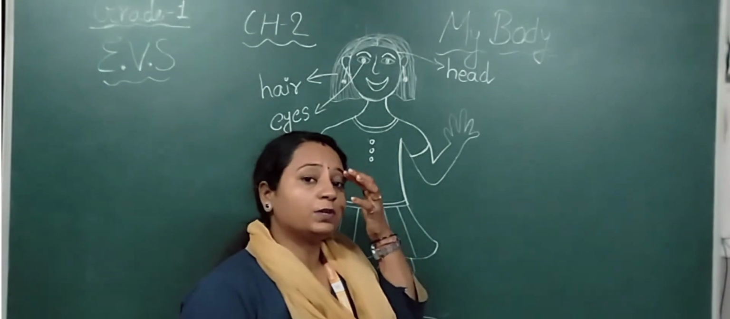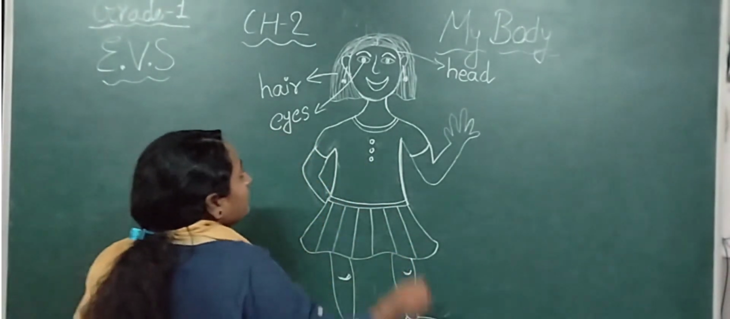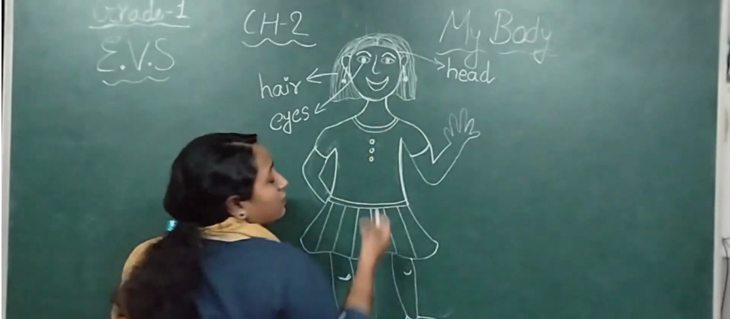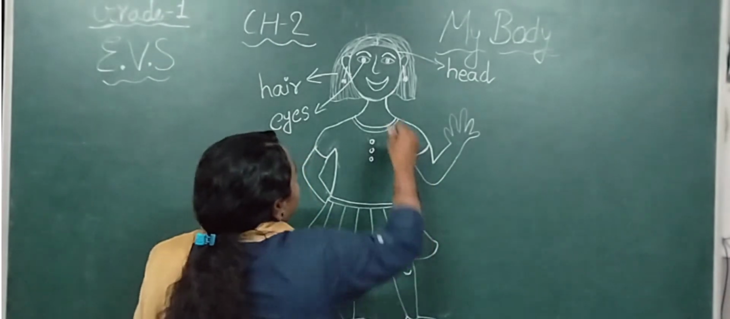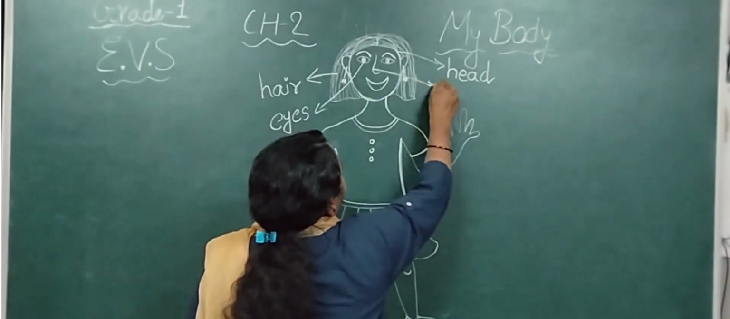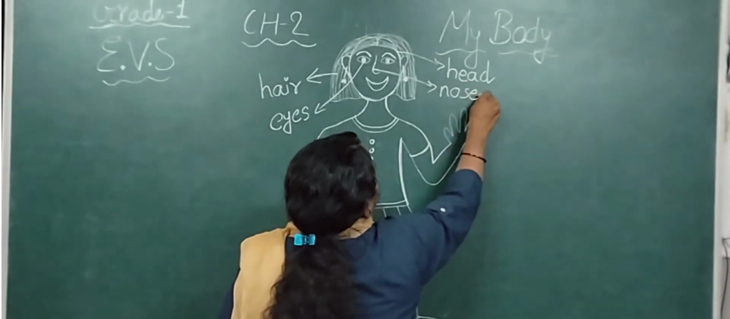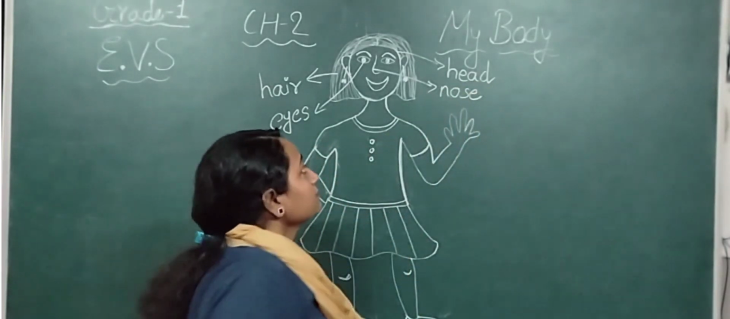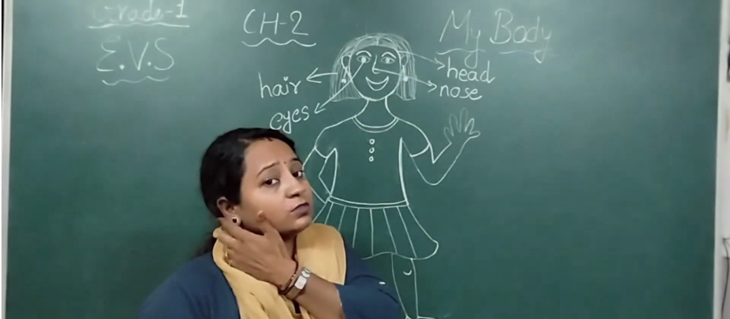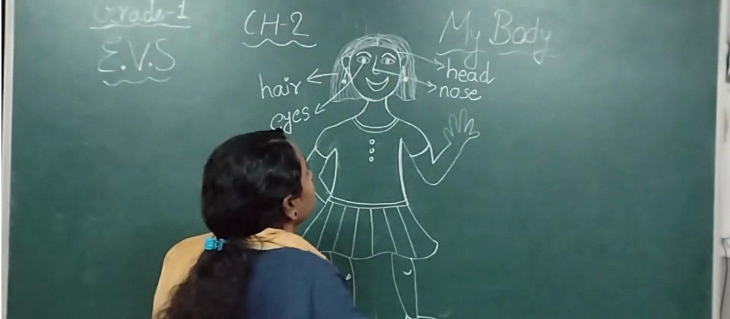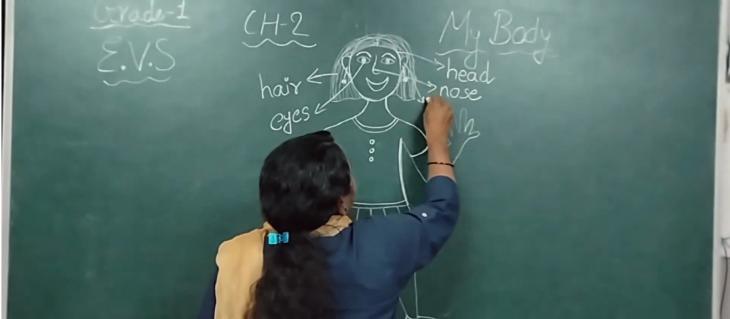And eyes के ऊपर क्या है ये? Eyebrow. Okay? Then next. This is called nose. Then this is called, so kya bolte hain? Ear. What we will say? Ear.